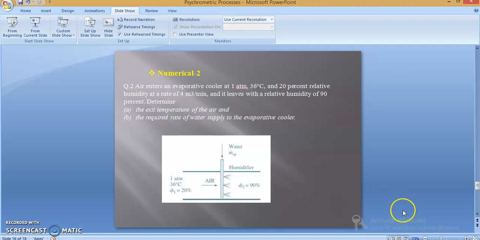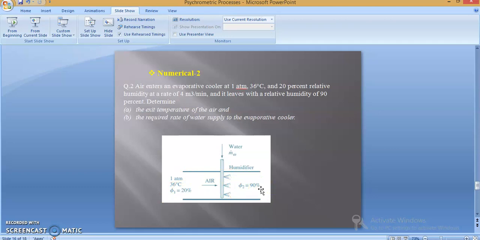Now the next numerical is: air enters an evaporative cooler at 1 atmosphere and 36 degrees Celsius and 20% RH at a rate of 4 meter cube per minute, and it leaves with a relative humidity of 90%. As you can observe, this is the example of a humidifier, or you may say evaporative cooler or desert cooler, where you can add some hot dry air, and because of the water spraying or humidification, its humidity increases from 20 to 90%.